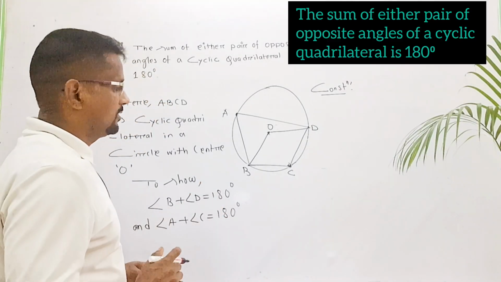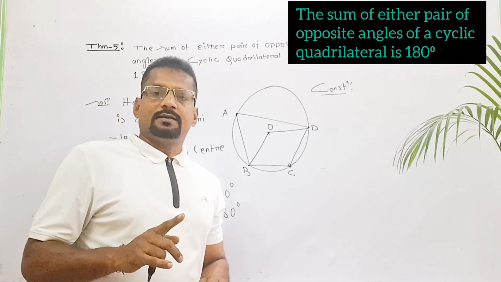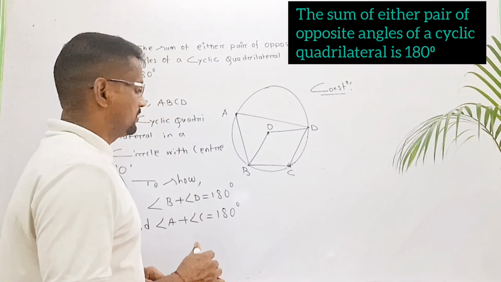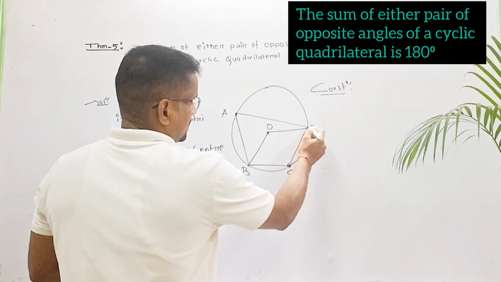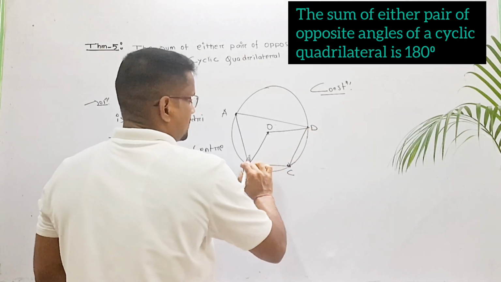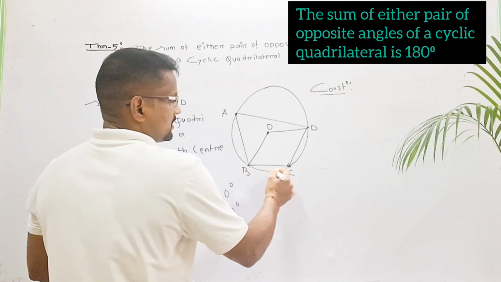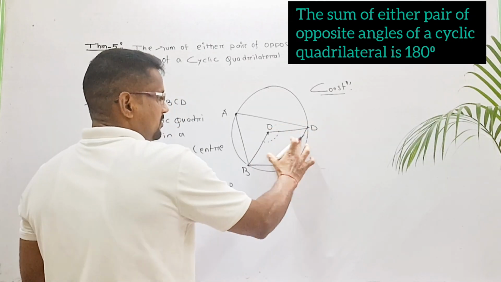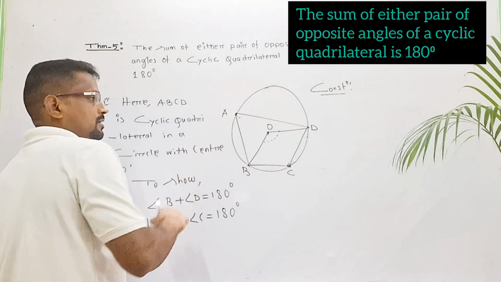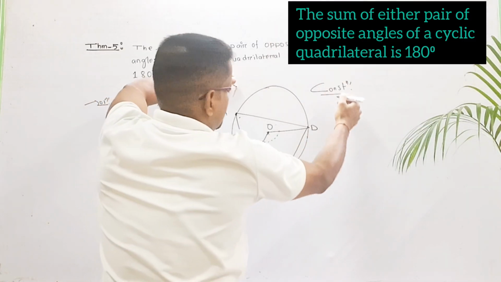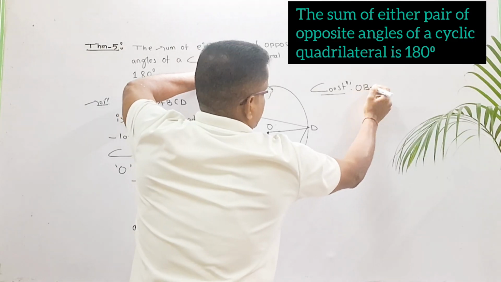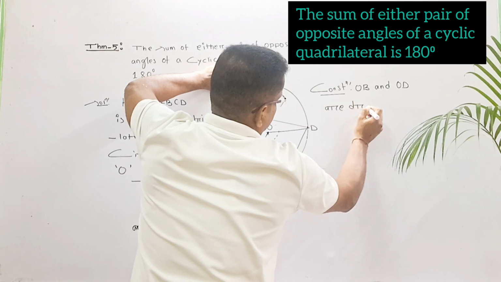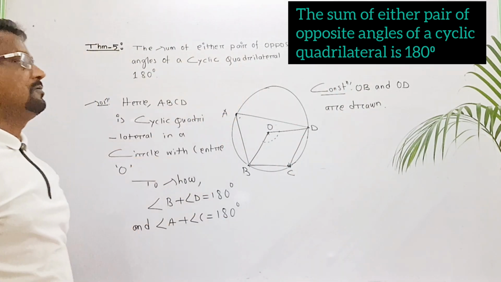Then what's the benefit? As you know, the angle at the center is twice the angle on the circumference subtended by the same arc. Now if you consider this arc BCD, or you can say chord BD also, this arc subtends an angle at the center and the same arc subtends another angle on the circumference. So let me write the construction here: OB and OD are drawn. This is your construction part.